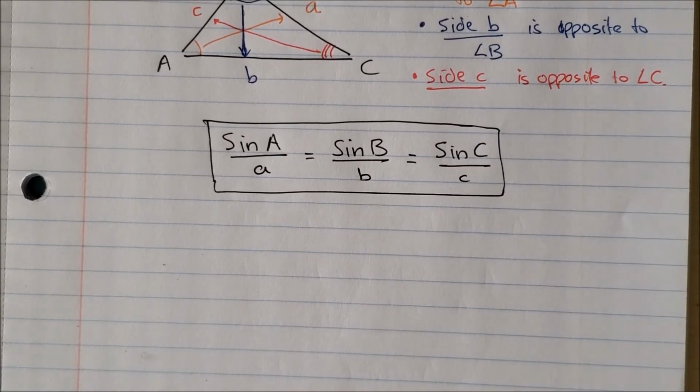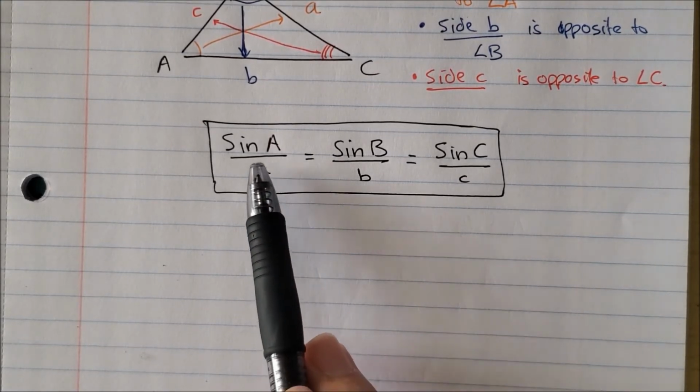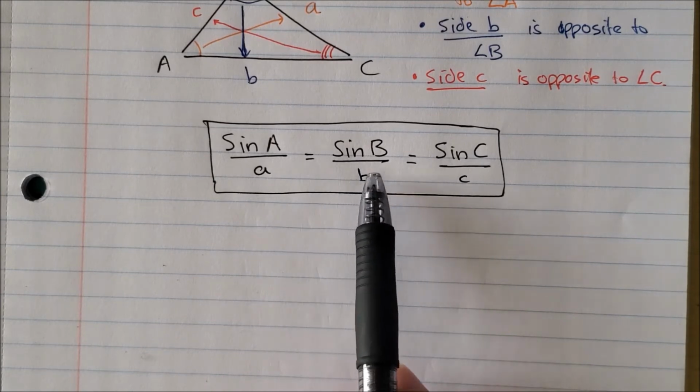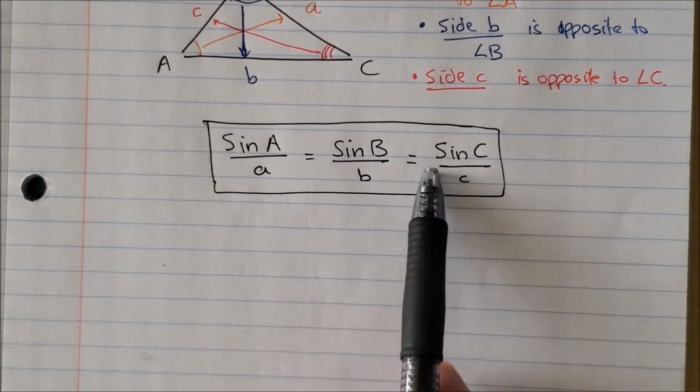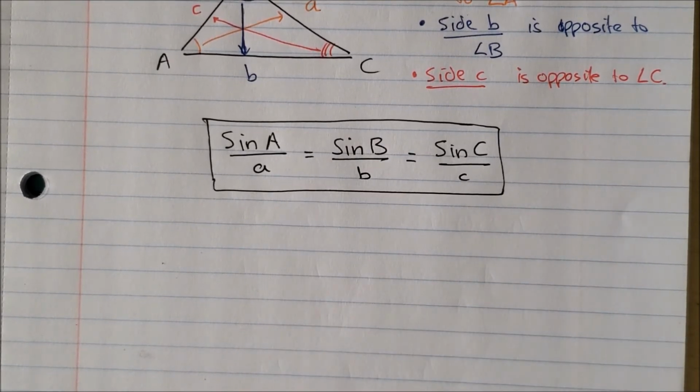Now, that's a strategy that tells us we can use any of these together. Ideally, we never want to use all three at the same time. In fact, we can't really use all three at the same time. So we have to use two at a time, either sine A over little a and sine B over little b. Could be the first two, the last two, the first and the last, etc. We just need to use two at a time.